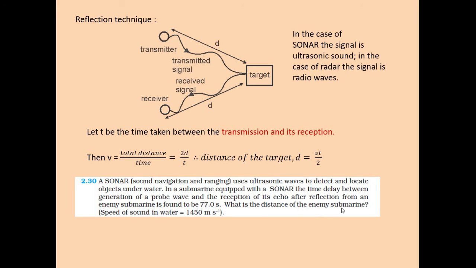What is the distance of the enemy submarine? Speed of sound in water is 1450 meter per second. Can you just try quickly and give the answer? Express your answer in kilometer units. Simply this one only. Of course, you did it correct. v into t by 2. This one into this one by 2. This is 55825 meter. Round it off as 55.8 kilometers.